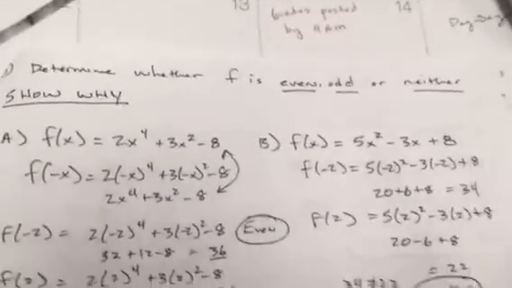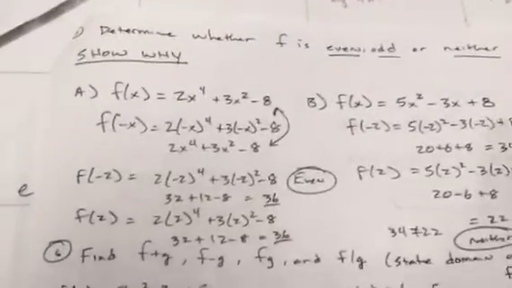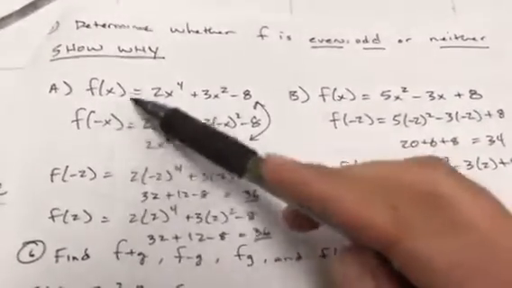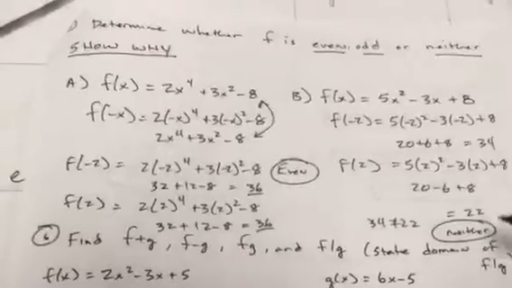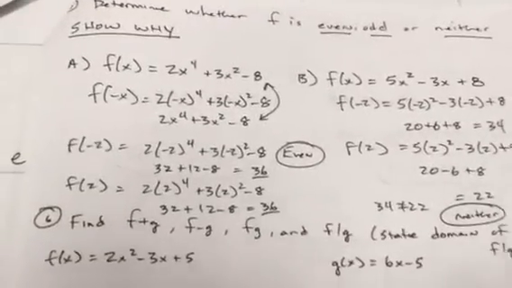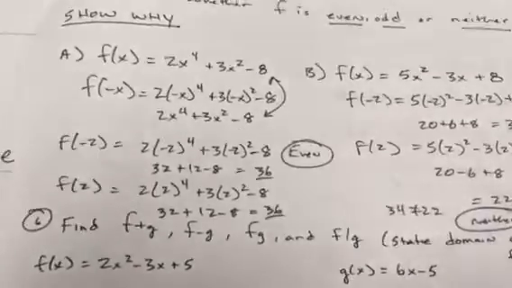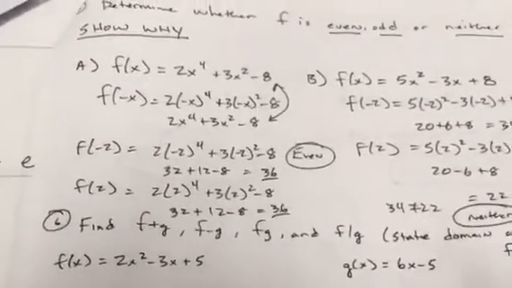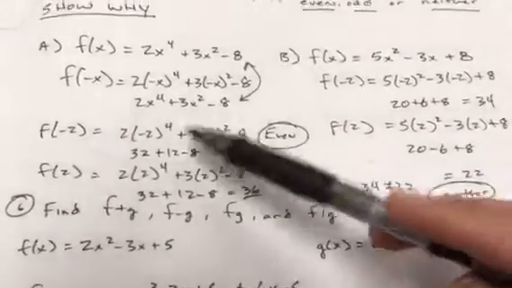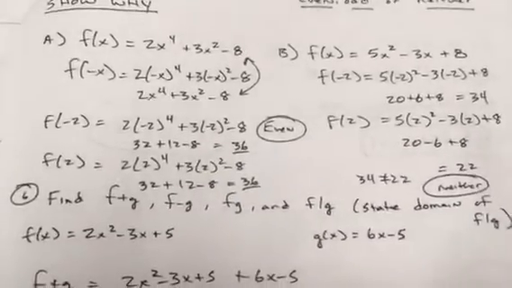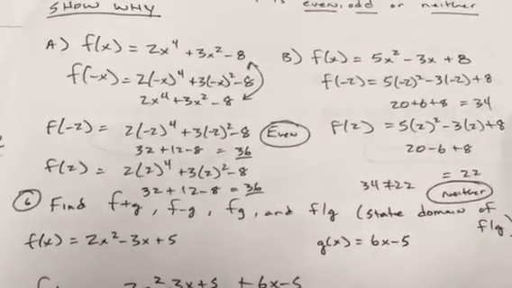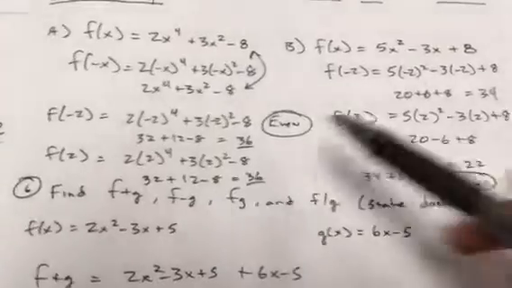Determine whether f is even, odd, or neither. Show why. This is, technically, why you show why. Show that f of negative x is equal to f of x if it's even. Again, I'll let you plug in opposites. I just arbitrarily pick negative 2, pick negative 3, whatever, that's fine. Plug in negative 2, plug in positive 2, you get the same answer. f of negative x is equal to f of x.